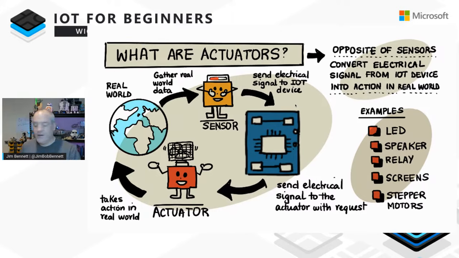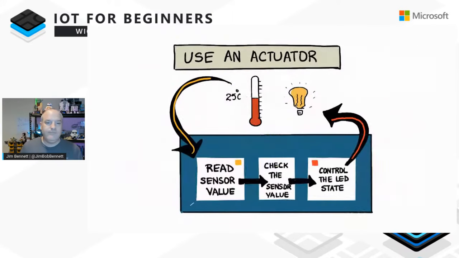Read the temperature, not hot enough, generate heat. Read humidity levels, not wet enough, do something to spray water. Read soil moisture levels, not wet enough, turn on a pump. Things like that. GPS, read your location, not in the right place, fly your drone somewhere. All these kind of things. So actuators allow you to interact back with the physical world.